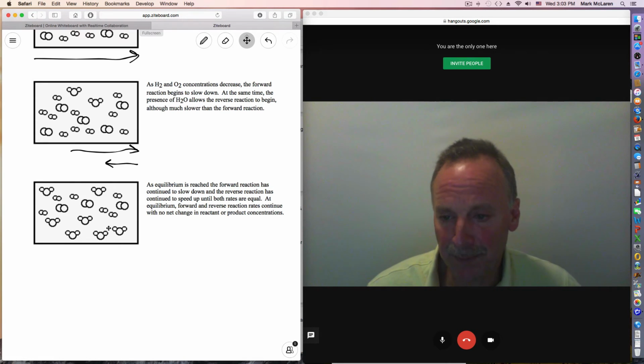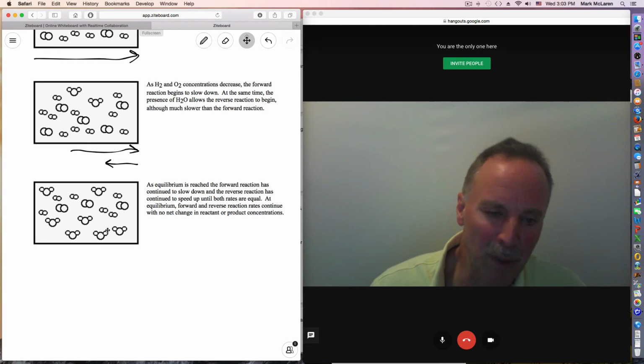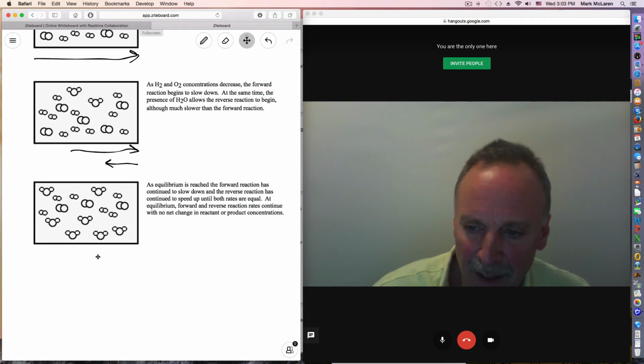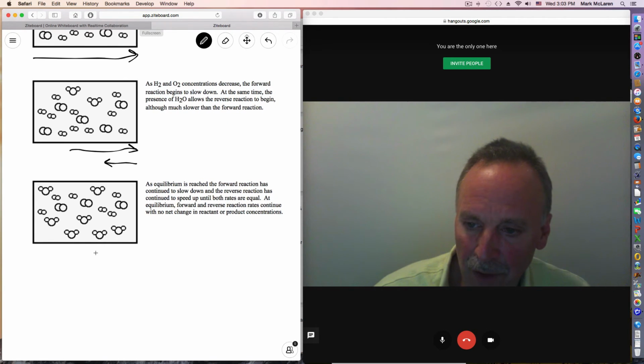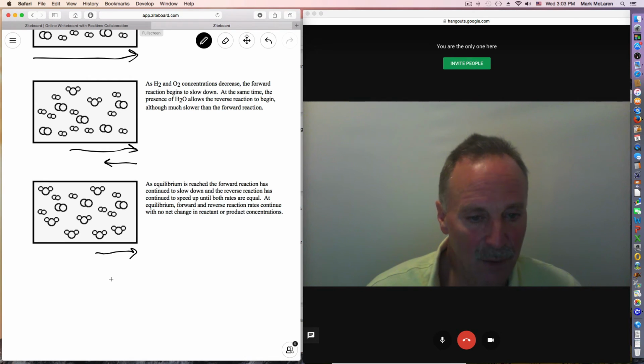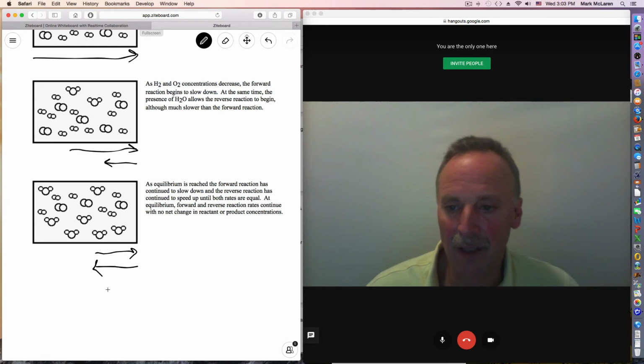At this point, if we were to measure things, everything would be constant. Pressure would be constant, temperature would be constant. It wouldn't seem like anything was happening. But in reality, what is happening is the forward reaction has slowed down to a certain point, while the reverse reaction sped up until it was the same rate.